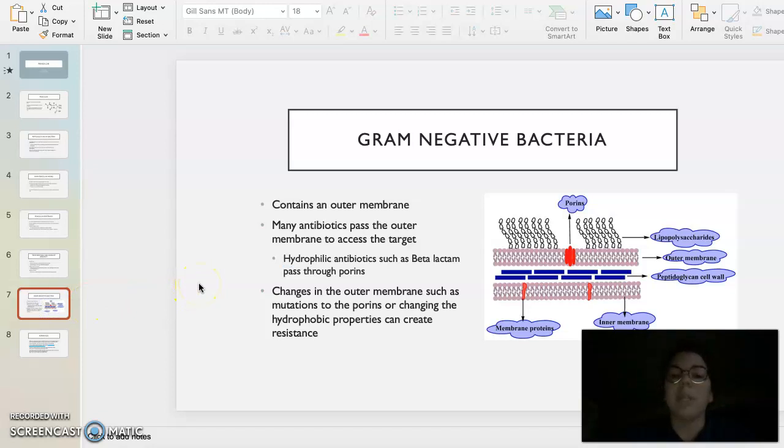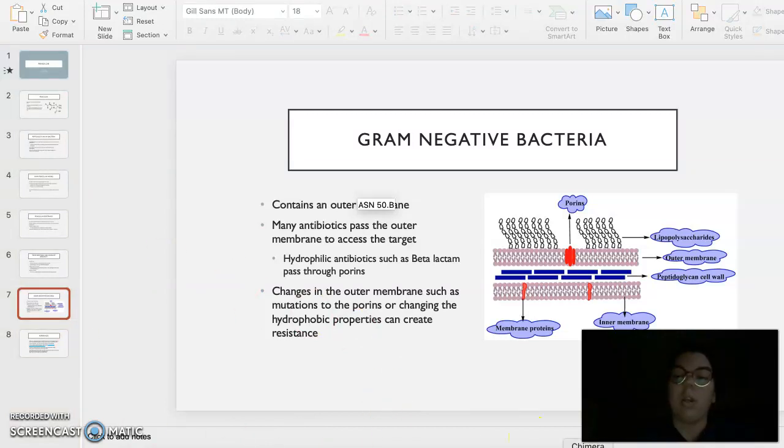And then more specifically, gram-negative bacteria. Gram-negative bacteria contain an outer membrane. So many antibiotics pass the outer membrane to access their target. For example, hydrophilic antibiotics, such as the beta-lactam, pass through porins. So when there are changes in the outer membrane, like mutations of the porin or changes to the hydrophobic properties, this is when resistance can occur as well.